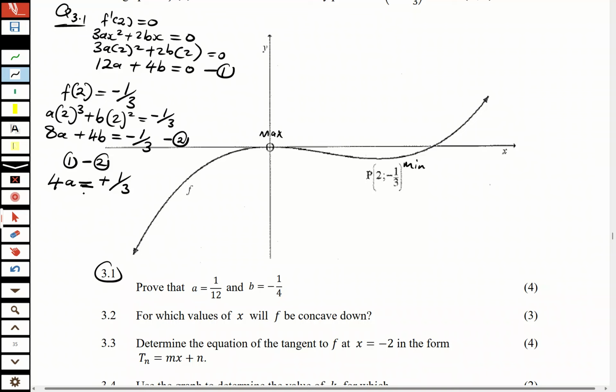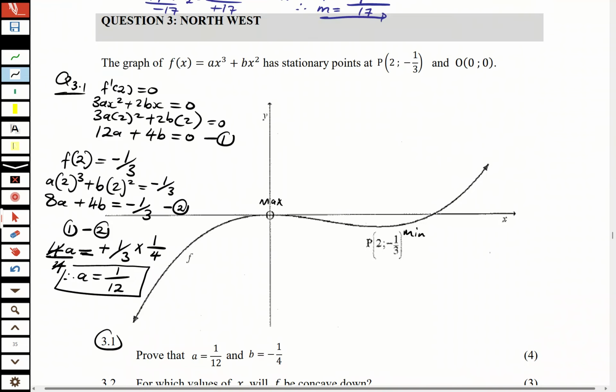So now to find a, we simply divide both sides by 4. Dividing by 4 is the same as multiplying by 1 all over 4. So this and this rationalize, and therefore a is simply 1 all over 12. 3 times 4 is 12. So this is the value of a.